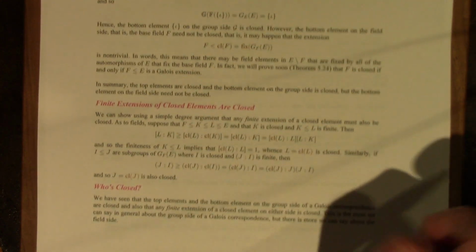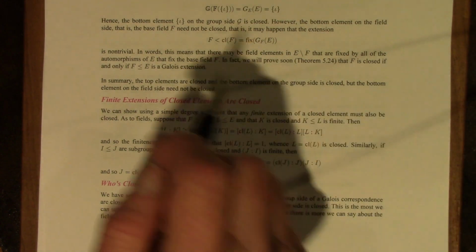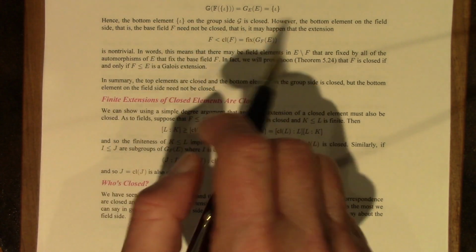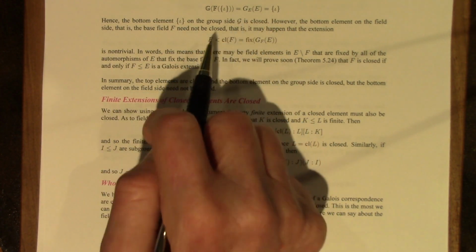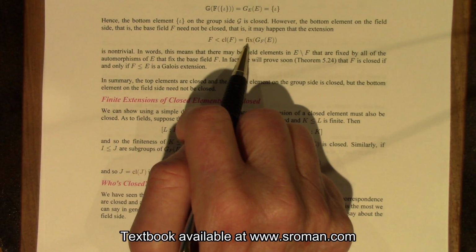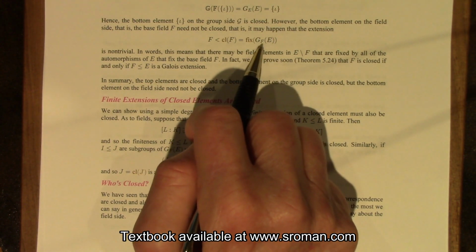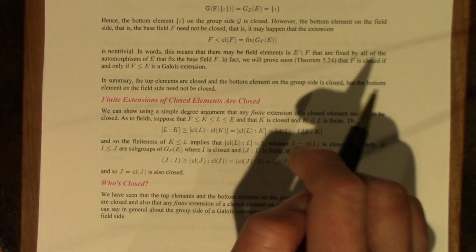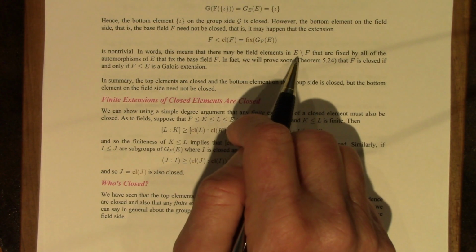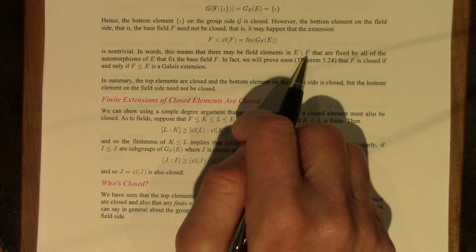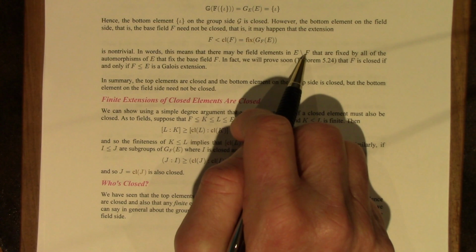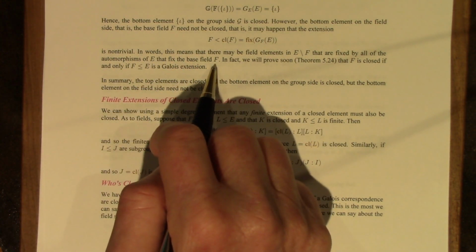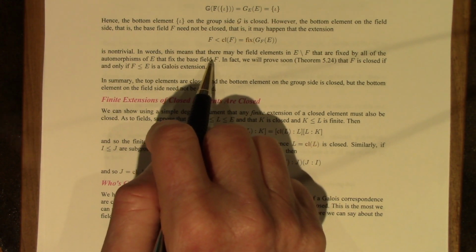But the bottom element on the field side, which is, of course, the base field F, need not be closed. It can happen that the closure of F, which is the fixed field of the Galois group of E over F, is strictly bigger than F. Or in words, there may be some field elements in E, but not in the base field, that are fixed by all of the automorphisms of E that fix F. Just because they fix F doesn't mean it can't fix more than F.